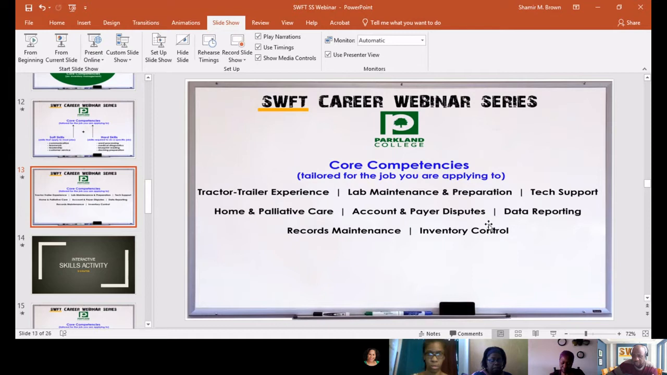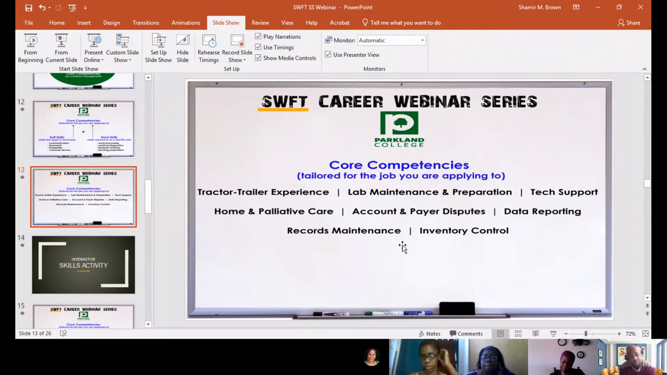We may have account and payer disputes, data reporting for those who are looking to be in office management or office assistant or administrative environments. You may have to do some data reporting, which might be done via Excel or another similar program that they may have you using. You've got record maintenance and inventory control. And this is just some core competencies a person may have. It's very rare that anyone would have all of these, because these are from a very wide range of different industries.